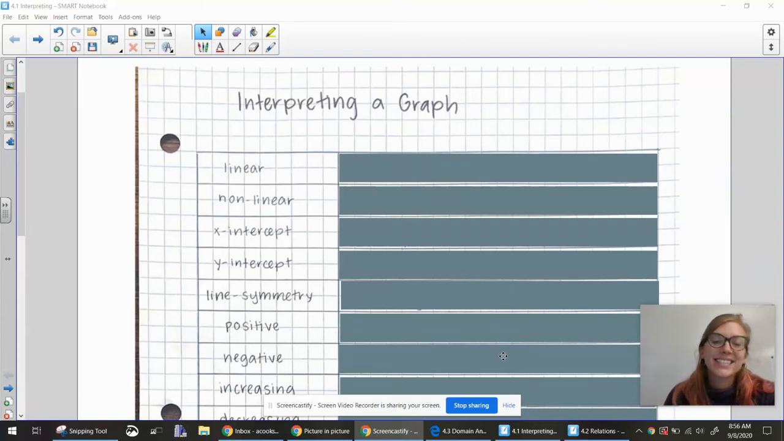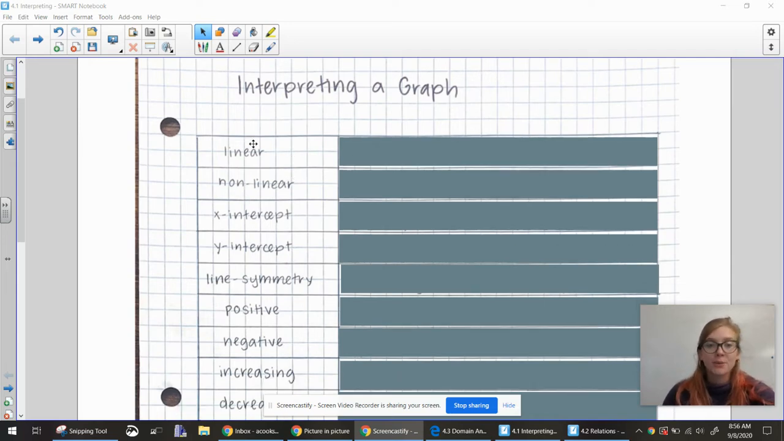Hi, everybody. I'm Miss Cooksey, and today we're going to be talking about interpreting a graph in preparation to talking more about functions. So, we're going to go through 9 vocabulary words that have to do with interpreting a graph so that we feel more comfortable once we start graphing functions.